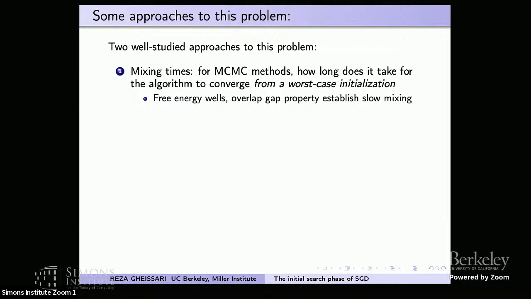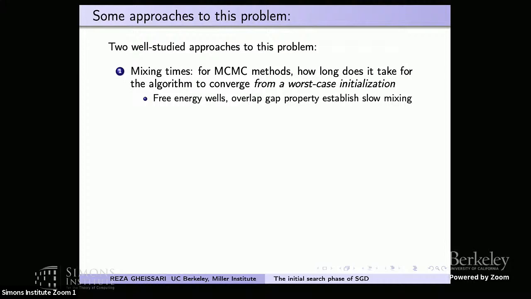So for instance, with the Langevin type of thing or an MCMC algorithm, you can understand how long it takes for the algorithm to converge to its stationary distribution from a worst case initialization, okay? And there's a lot of tools for this. You can find some kind of a bottleneck in the landscape, terminology like free energy wells and overlap gap property that we've heard over the last couple of days come up. And a lot of people here have worked on things like this.